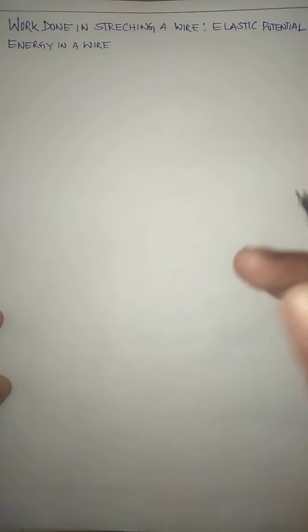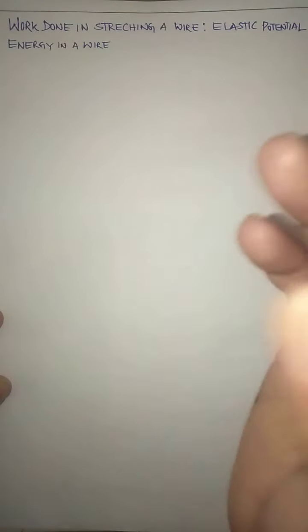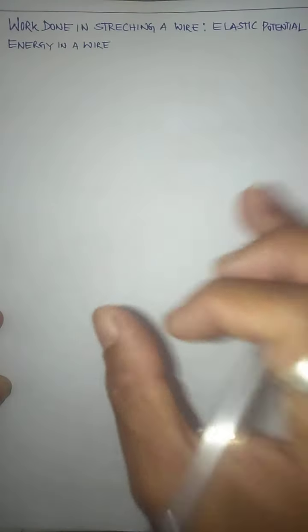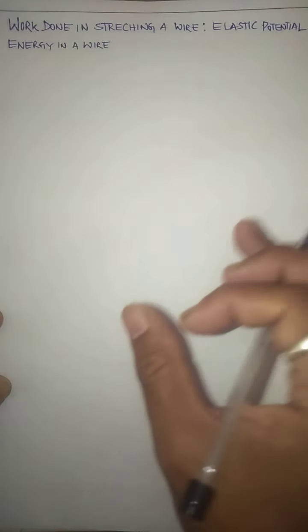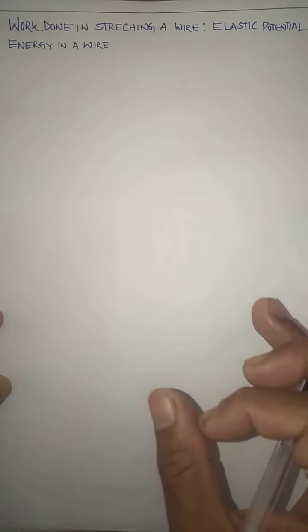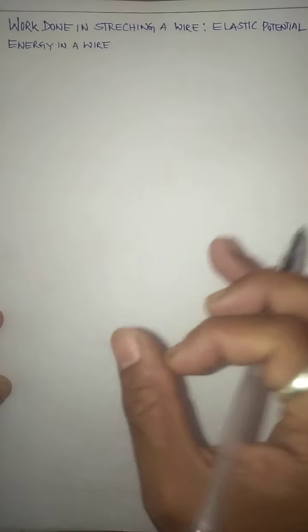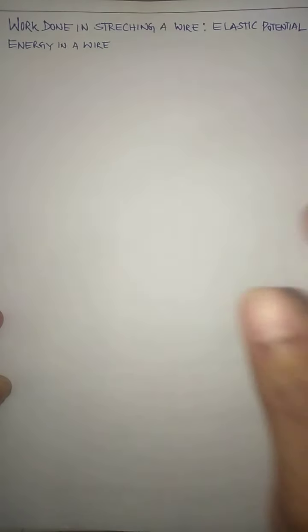But when we do the work, that amount of work which we do is stored in the form of energy in the wire, and that energy is called elastic potential energy of the wire. And we are going to derive now this energy called elastic potential energy, in the form of work done.